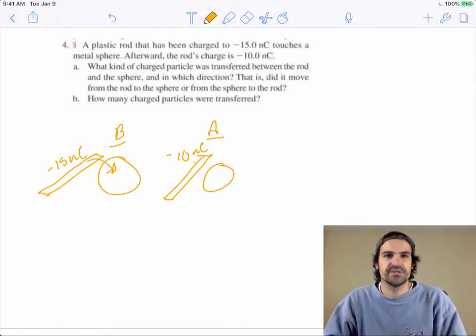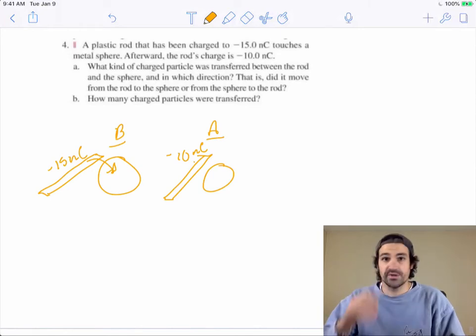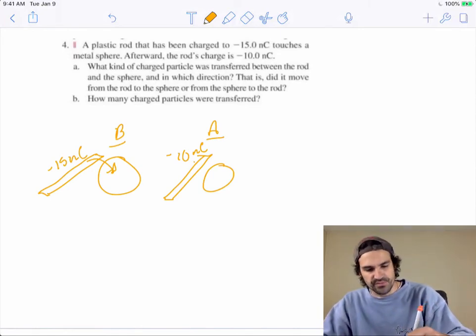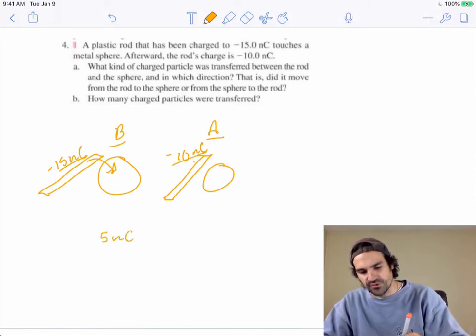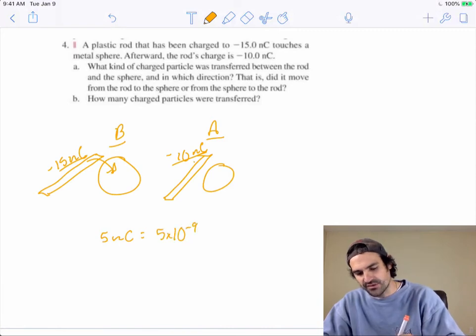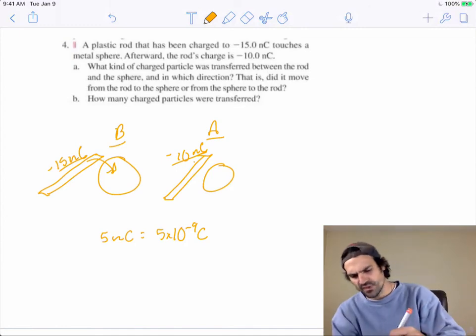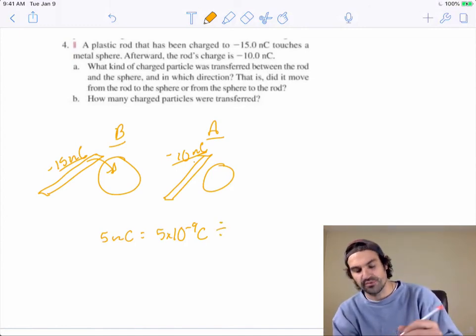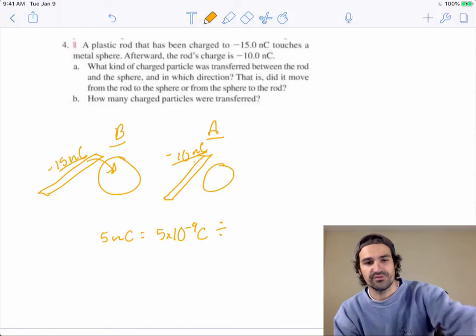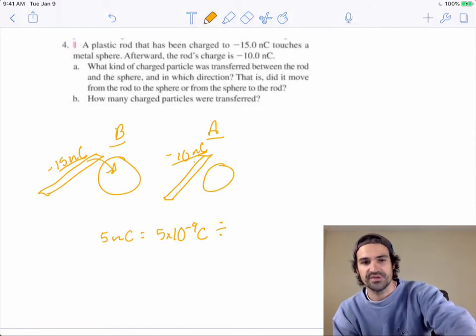Now, how many charged particles were transferred? Well, the difference between them, we've gone from 15 to 10, so the difference between them is 5 nanocoulombs, which is the same as 5 times 10 to the negative 9th coulombs. And we're going to do the same thing as we did before. We're going to divide by the charge of an electron and calculate how many electrons that is.